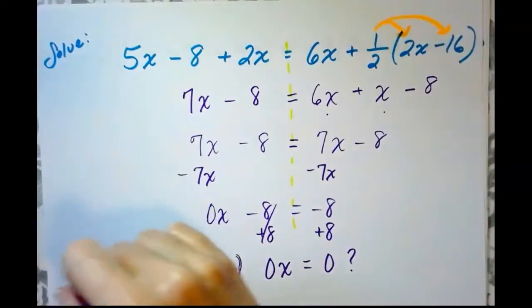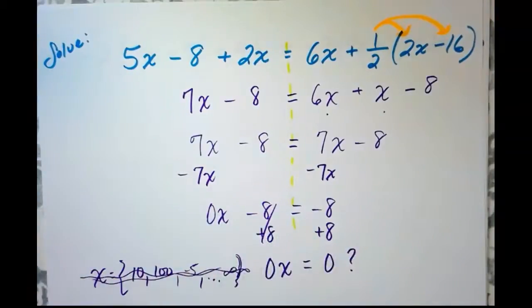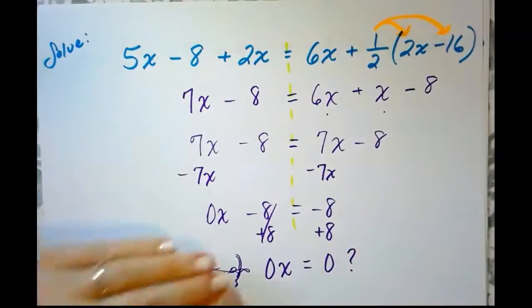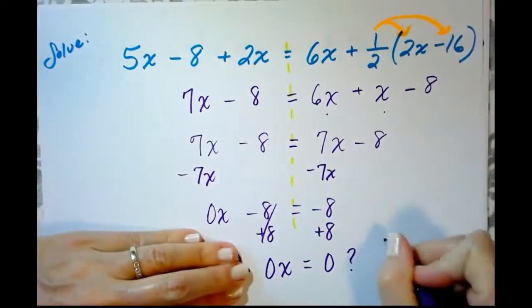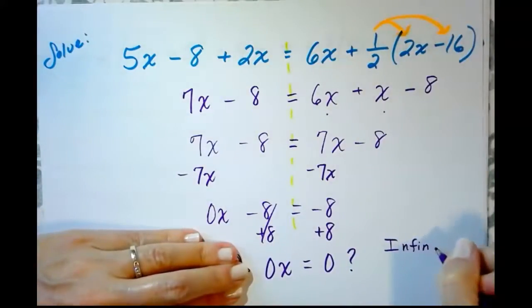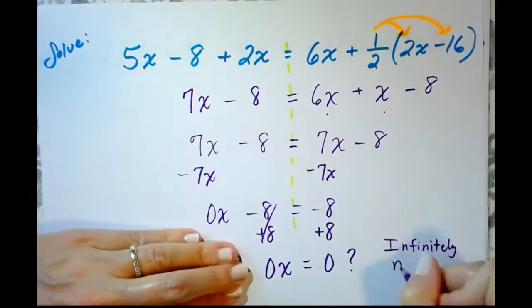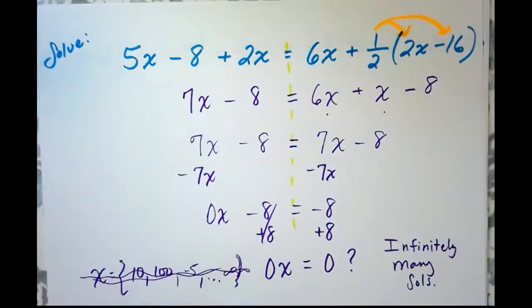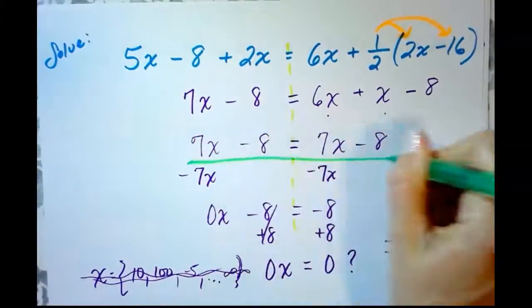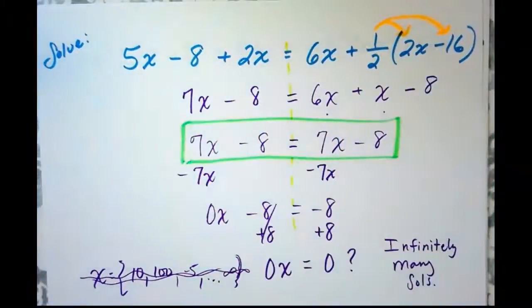Now, instead of writing a list of answers, because that would be really monotonous, all we have to say is that there are infinitely many solutions. There are infinitely many solutions here. And the easiest place to spot it is right here. The left-hand side is exactly the same as the right-hand side. No matter what we plug in, it will always be true.